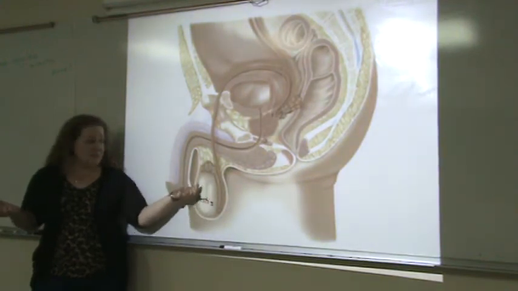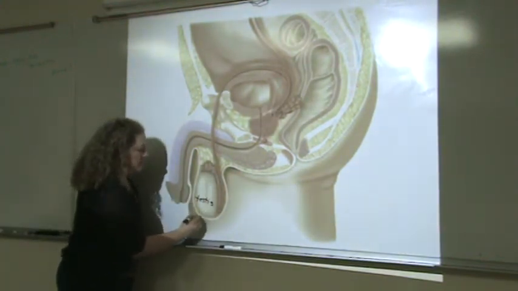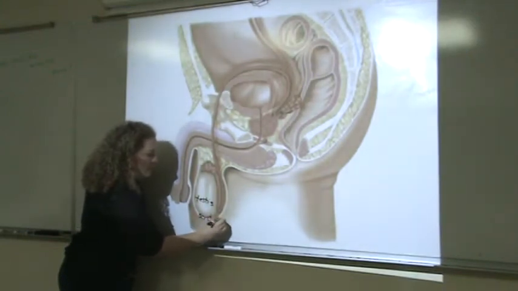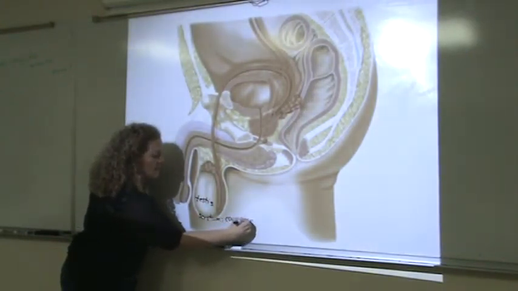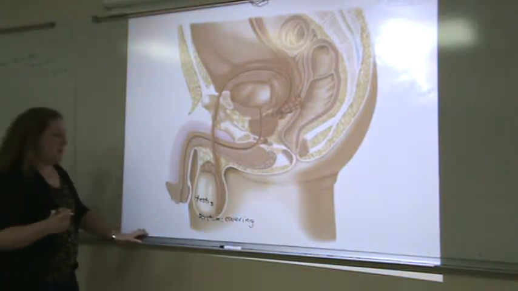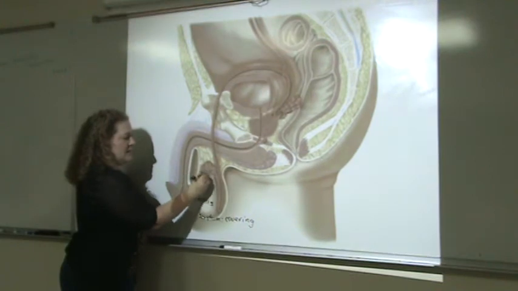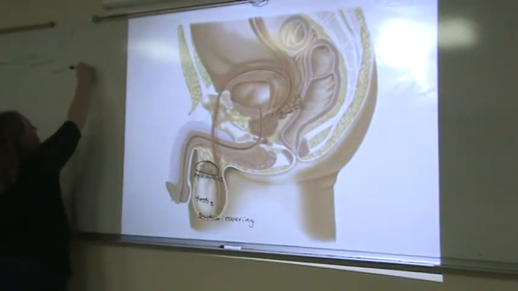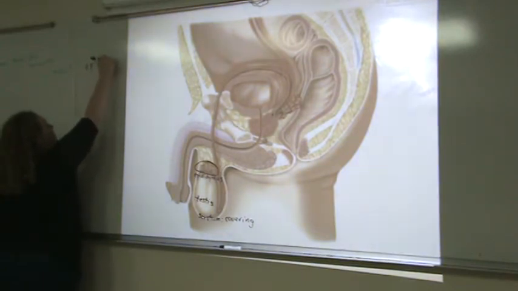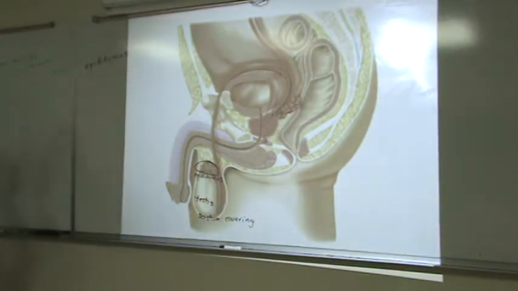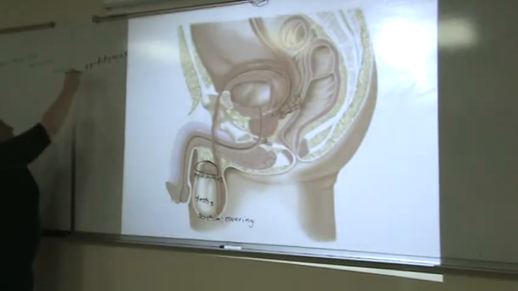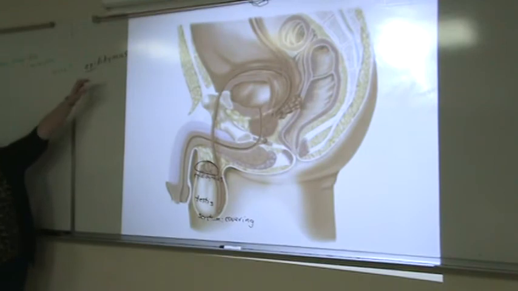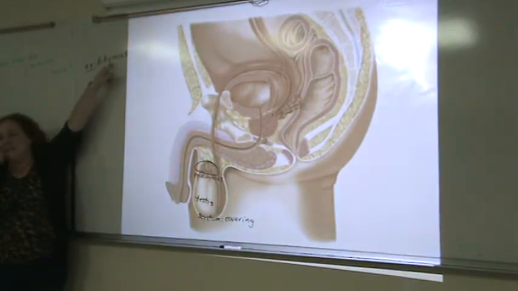So the testis is the inside part. What's covering it is scrotum. So scrotum is the covering. This part of the testis, right here, epididymis. I'm going to write that bigger because it's hard to spell. Epididymis. This one is on top of, and this word means twin. That makes sense. On top of twins. Epididymis.